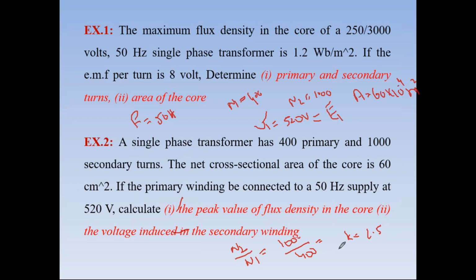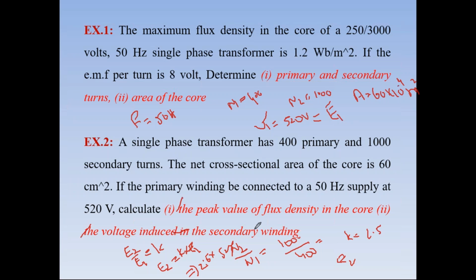2.5. Now, from the same transformation ratio, we can write E2 divided by E1 is equal to K. So E2 equals K into E1. Then you can calculate the induced EMF in the secondary. K is 2.5 and E1, the supply voltage, is 520. 2.5 into 520. What is the value of E2? 1300. So E2 equals 1300. Your question number 2 is over.